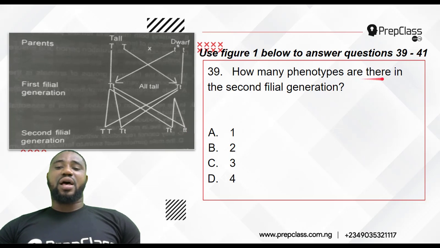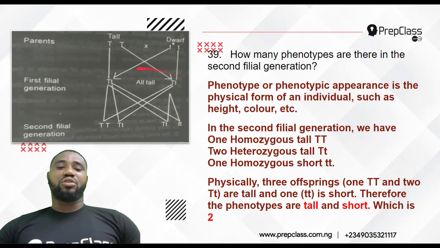How many phenotypes are there in the second filial generation? So I said phenotype or phenotypic appearance is the physical form of an individual, such as the height, color, etc. So in physical appearance, we are talking about how they look physically. We don't care about their genetic makeup, whether it's capital letter T, whether you have the short gene or not.